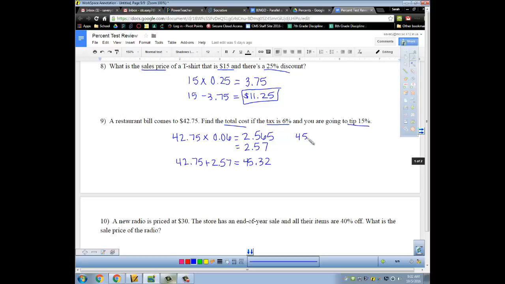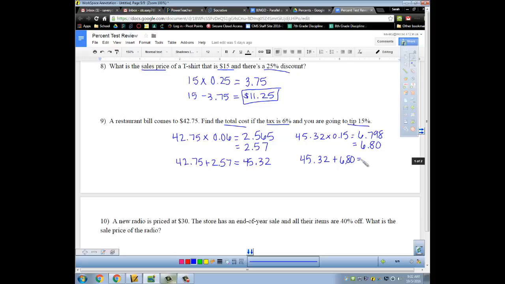I'm going to use this new number to figure out the tip. So 45.32 times 15% tip, so 0.15. It's going to give me 6.798, which is going to round to 6.80. Tip makes it more expensive, so add it back on to that new price, 45.32.